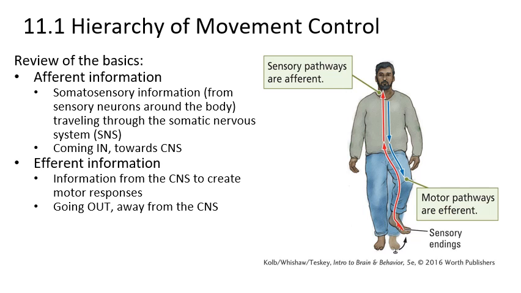Afferent information is information that's coming from the body to the central nervous system. So this includes somatosensory information from sensory neurons around the body. Efferent information, on the other hand, is information that's moving from the central nervous system to the body, moving out, and that includes motor responses.